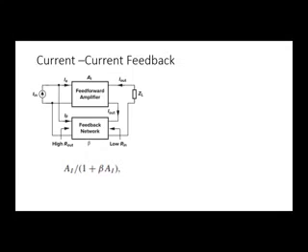Here, the output current is sensed and returned back to be added with the input current. Here, IF is the output current of the feedback network. Beta is the feedback network gain. A is the current gain of the current amplifier. So the overall current amplifier with feedback is AI divided by 1 plus beta into AI. Okay, these are all the four feedback topologies.